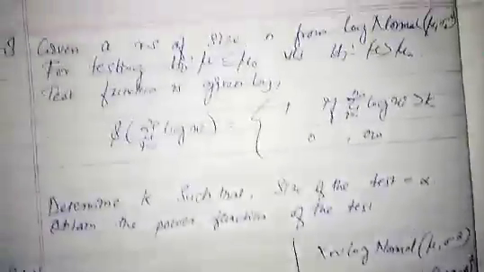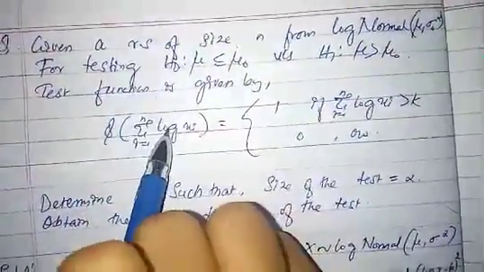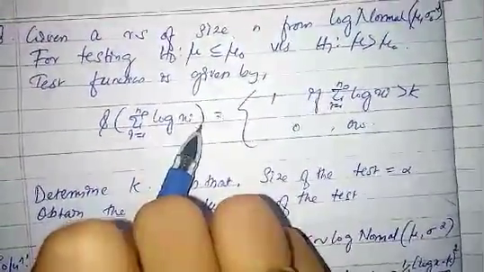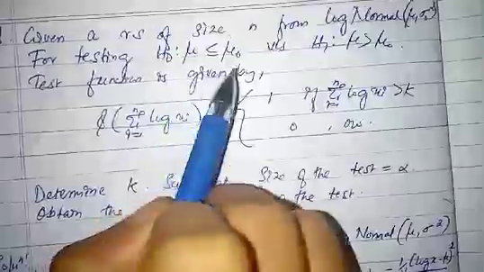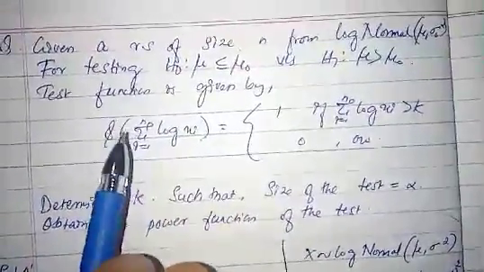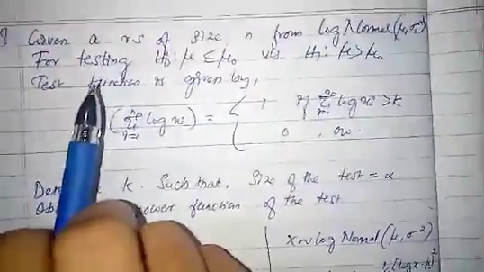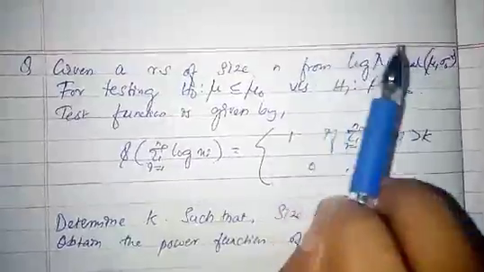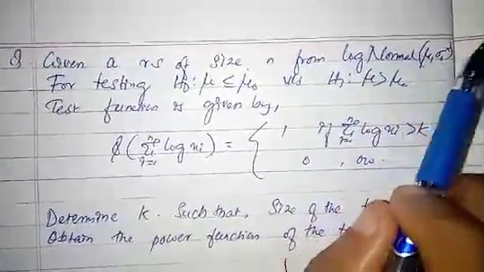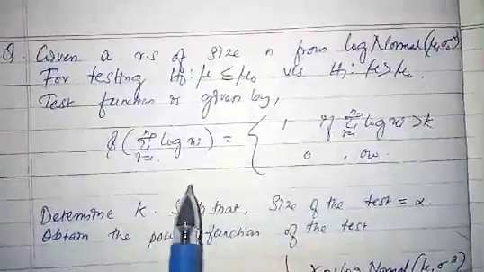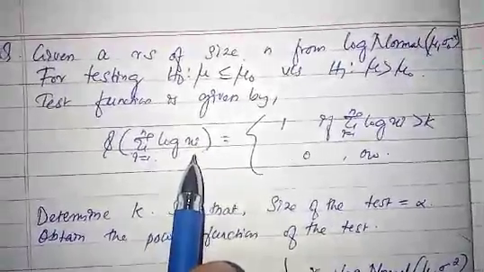Then here it is given summation log xi, right? The test function is given as phi of summation log xi, right? If x follows log normal with mean mu and variance sigma square, then summation log xi follows which distribution?